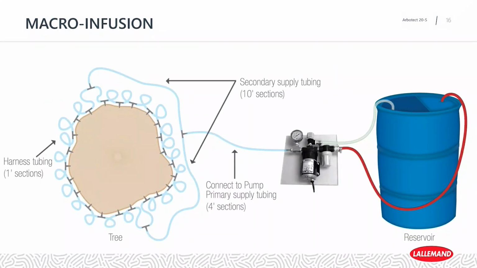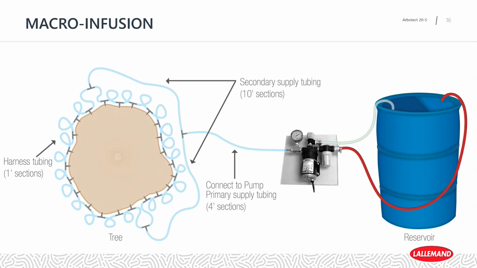So a macro-infusion will, like I mentioned before, rapidly introduce a large volume of solution directly into the tree's vascular system. So the system is set up as follows. Basically, the volume of the solution is stored in a 55-gallon reservoir, like this blue barrel here. And this barrel will feed the pump using the red intake hose, and the solution will then travel through the pump filter and will be pushed through the primary supply tubing via low pressure, typically somewhere between 16 and 18 psi. And what doesn't make it through that primary supply tubing then gets recycled back into the barrel via the clear overflow hose there.